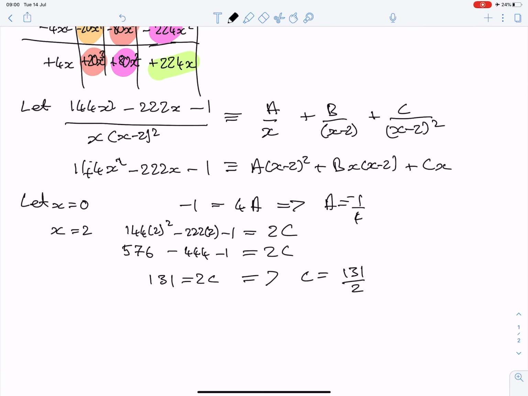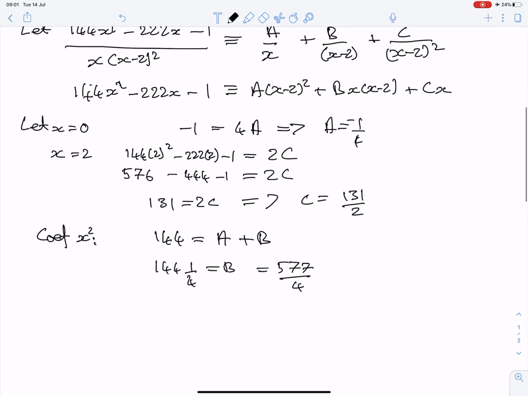Okay, now, last thing we could look at, we could put another number in. I prefer to look at the extremes on the coefficients. Coefficients of x squared gives 144 is equal to a plus b. A equals negative a quarter. So we've got 144 and a quarter equals b, but I prefer to write that as 4 lots of 144, which is 576, plus the 1 is 577 over 4.